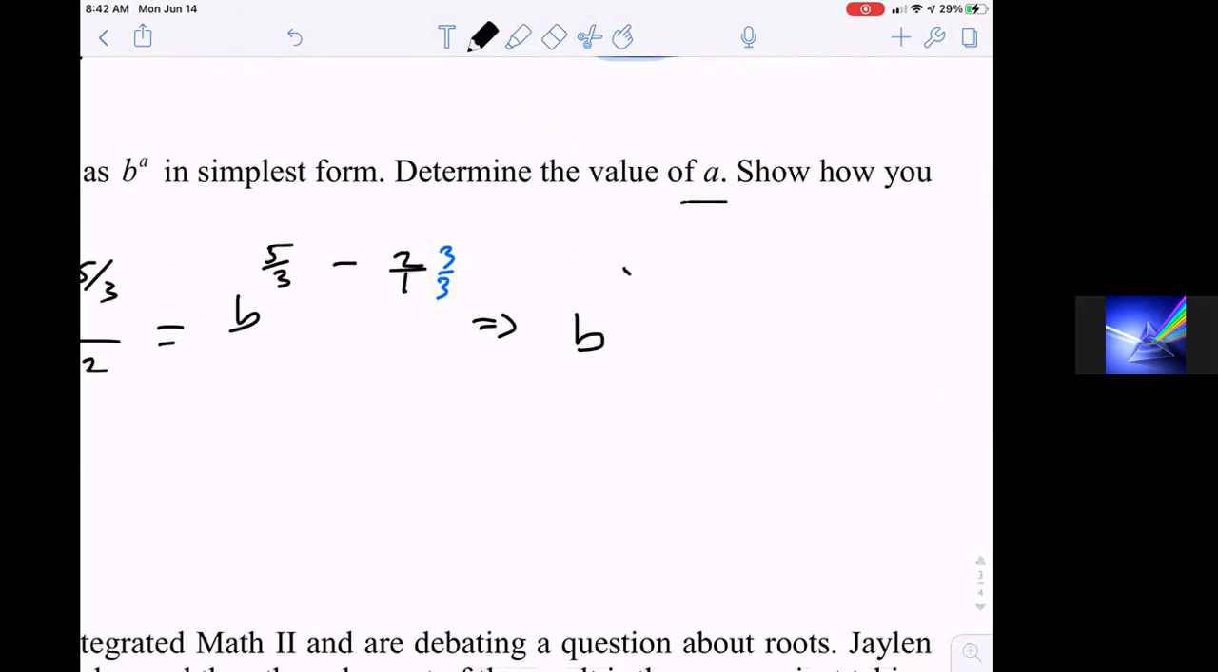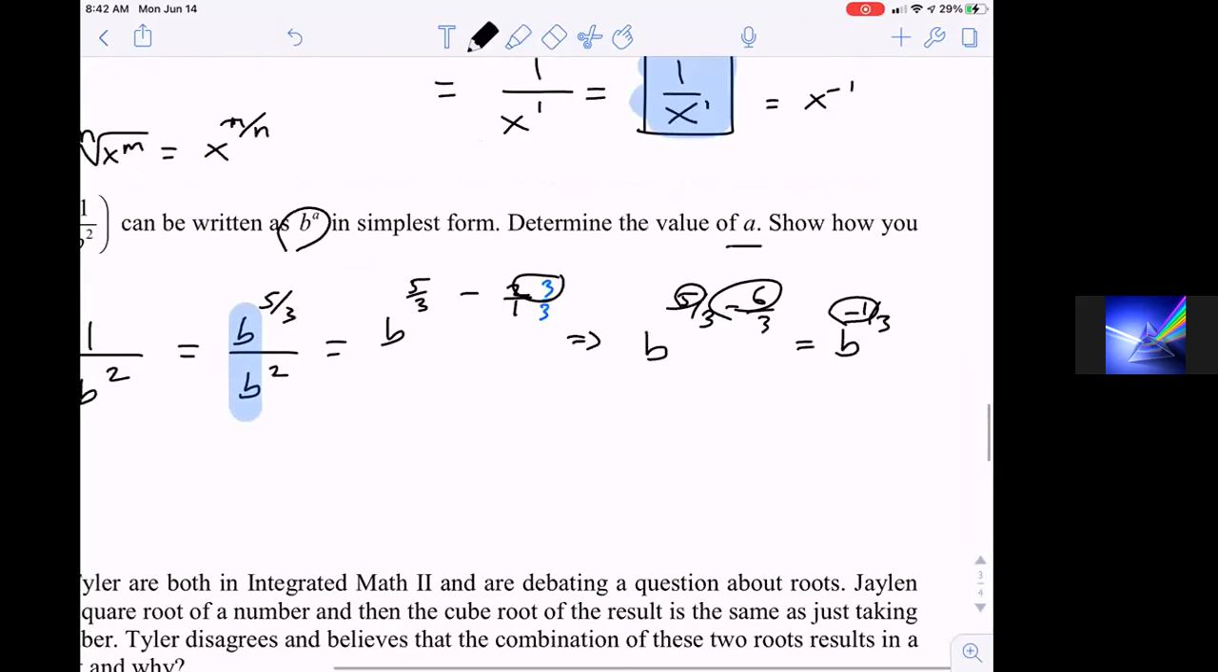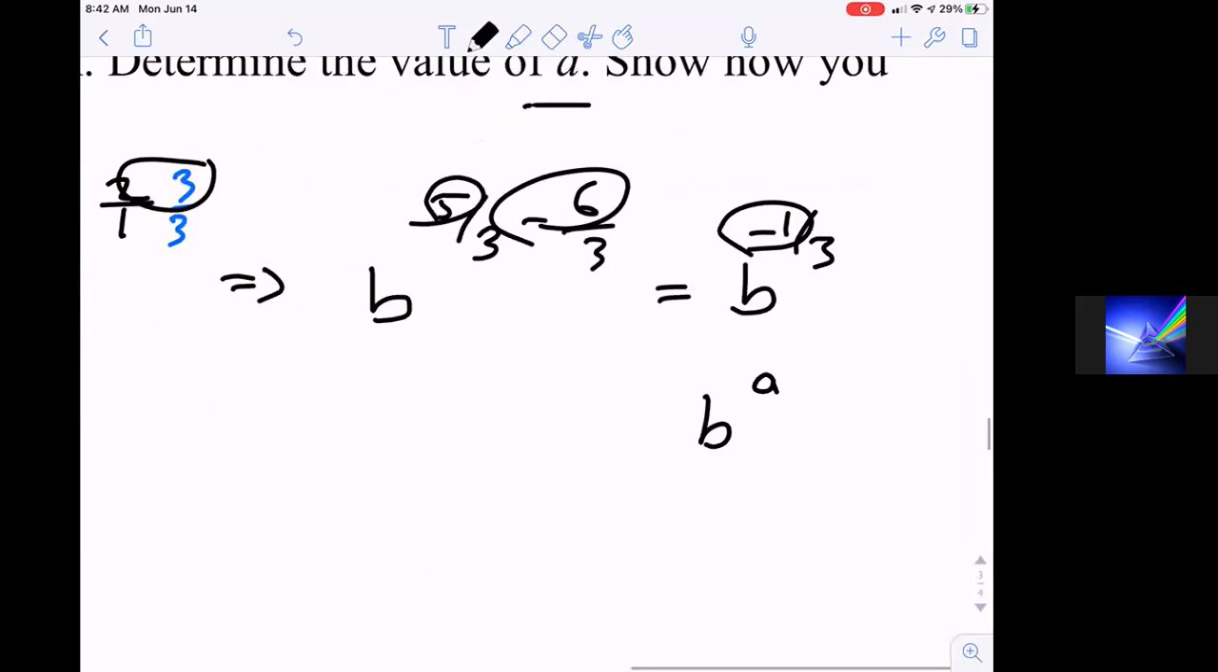So that's b to the 5/3 minus 6/3, which would be b to the -1/3 power, because 5 minus 6 is -1. Okay, and so looking at that, if this is our simplest form, b to the a power, that means that a is -1/3.